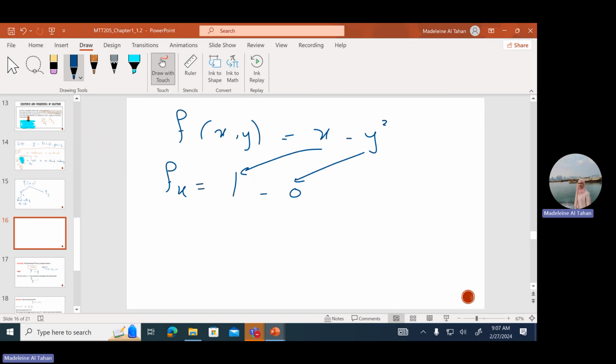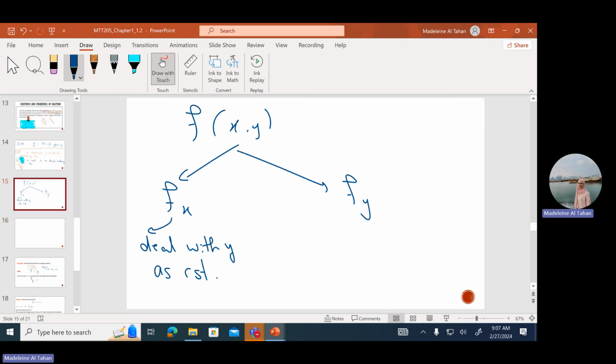If you look at this one, g of x, y equals x squared y. Now for y, what do we need to do? Deal with what as constant? Deal with x as constant. Again, it means that if x is alone, the derivative of it will be 0. If it's multiplied by a function in y, you will copy it this way. Okay?